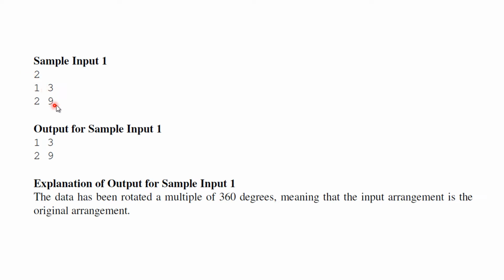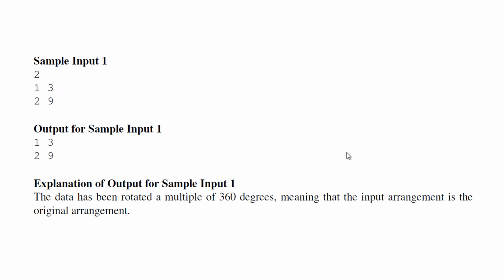So the first sample is a 2 by 2 table. The first line is 2, and then we got 1, 3, and then 2, 9. If you check this table, you can see that row-wise or column-wise, the numbers are ordered pretty well. So this is the same as the original data. So the output is the same as the input. So the data has been rotated a multiple of 360 degrees. So it's still the same as the original arrangement.